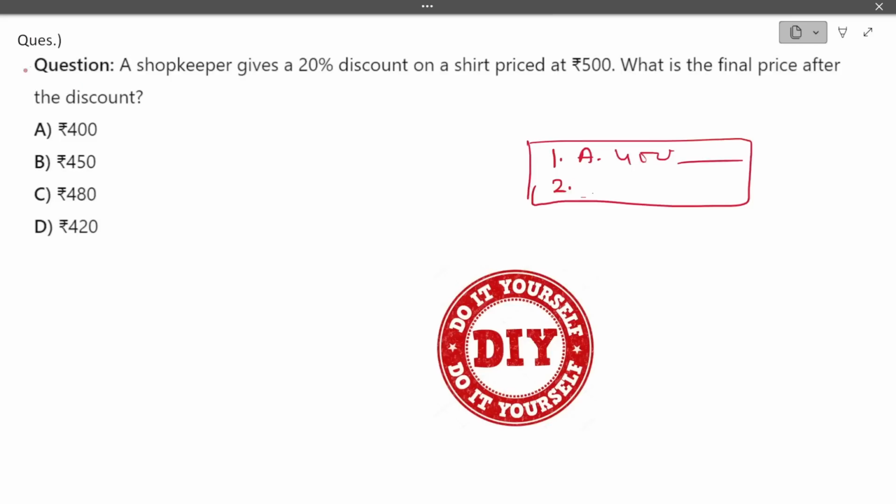Let's read the 2 DIY questions. This is DIY question number 1. A shopkeeper gives a 20% discount on a shirt priced at 500. What is the final price after the discount? The prices are given as options. The first option is 400 rupees, option B is 450, option C is 480 rupees, and option D is 420 rupees. You need to find the correct price after discount.